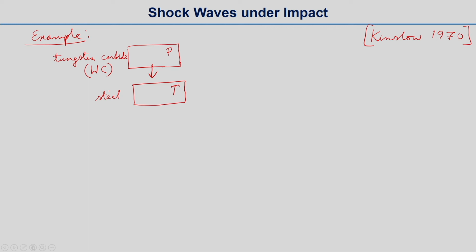Let us assume that the velocity will be 1200 meter per second, and that is the speed at which the projectile will impact on the target. So, what we need to calculate? We need to calculate the pressure again in the target and the projectile, the pressure generated in the target and projectile.